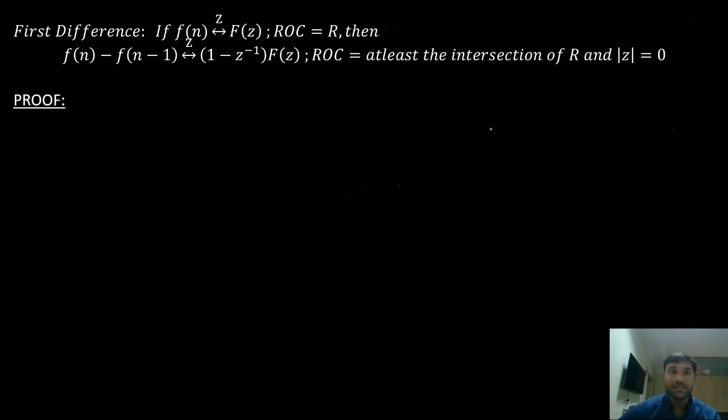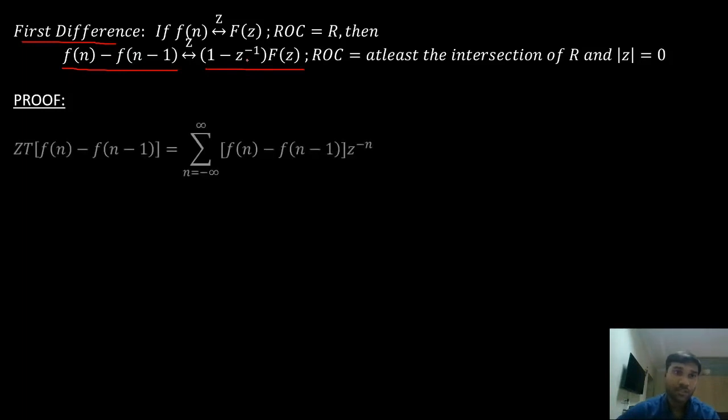Now first difference. If you remember, we did first difference in DTFT because DTFT is for a discrete time signal. We cannot have integration in time domain, or we cannot have differentiation in time domain. So we'll do first difference. That is for f of n minus f of n minus 1, the z transform is going to be 1 minus z inverse into f of z. So let's prove that.